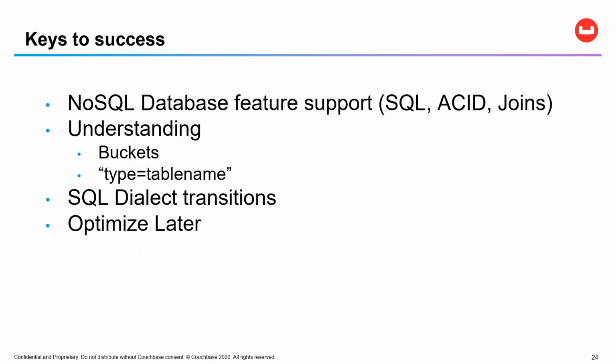First, we need a NoSQL database that supports SQL, ACID transactions, and joins. We need to understand how the tables and rows relate to documents. There will be SQL dialect transitions similar to when you go between two RDBMSs. You know, even if an RDBMS officially supports a given ANSI standard, we all know some changes are always necessary when moving from one repository to another.